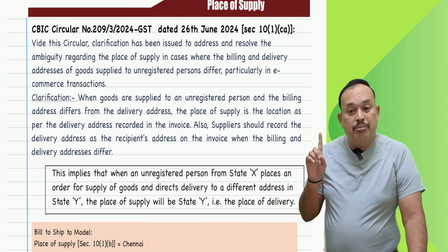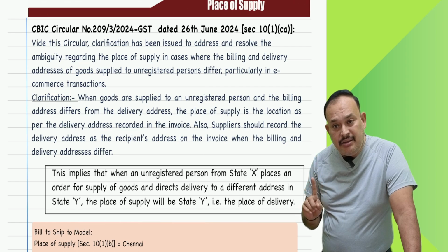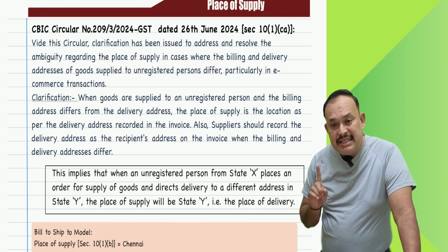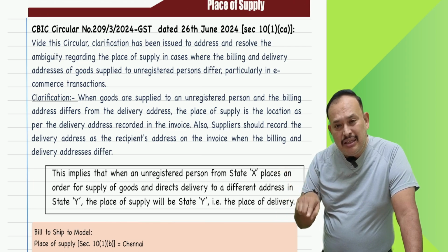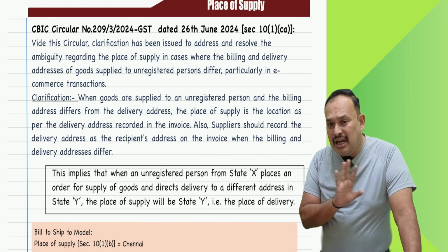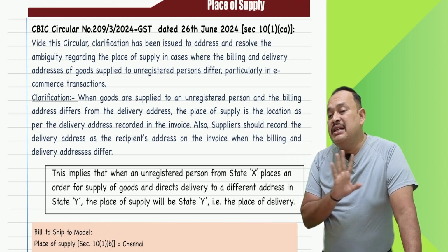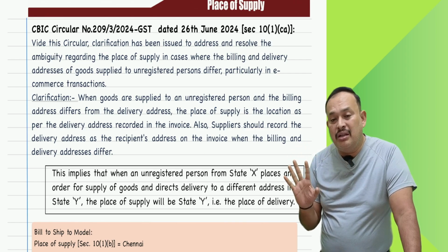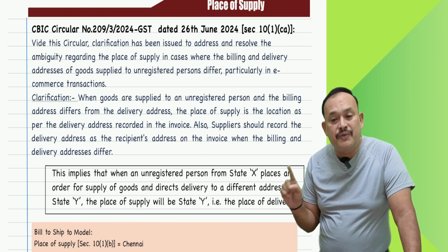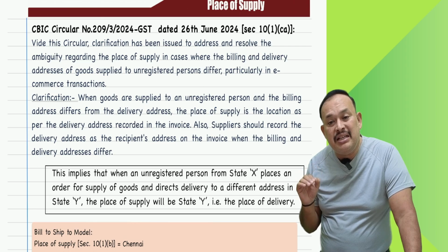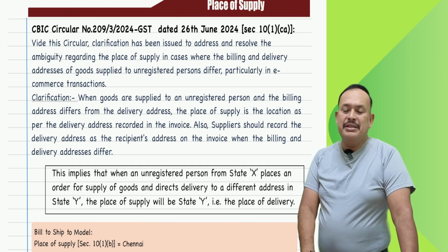But be careful. Titan from Mumbai selling the goods through Amazon to a customer does not mean that it falls under section 10(1)(b). It is not a bill-to-ship-to model. Reason: Amazon is not providing sale of goods. Amazon here is providing services. Try to understand. Now please come back.